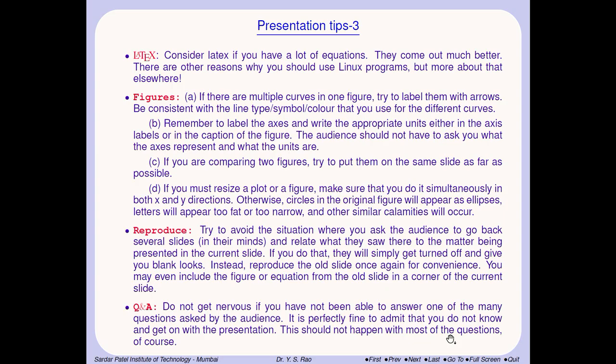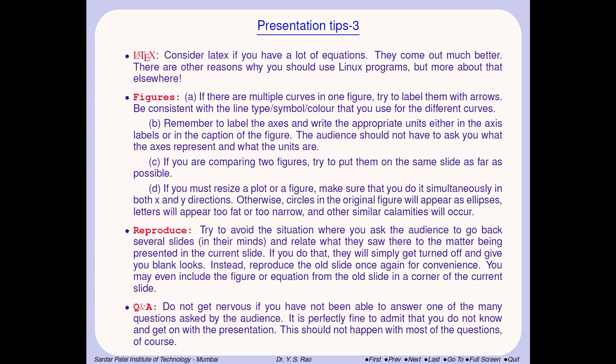So do not get nervous if you are unable to answer the audience. It is perfectly fine to admit that you do not know and convey that you will get back on those questions. But repeatedly saying that you are unable to answer, you require some more time, it's bad preparation, and conveys as if you have not contributed enough while working on your research.